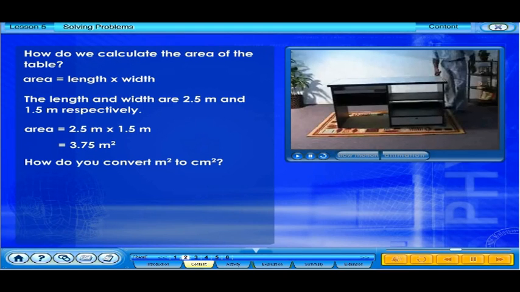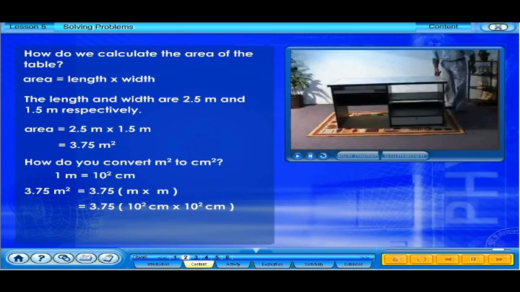How do you convert meters squared to centimeters squared? 1 meter is equal to 10 to the power of 2 centimeters. The correct area conversion factor can be obtained from squaring the linear conversion factor. In this case, 3.75 meters squared is equal to 3.75 times 10 to the power of 4 centimeters squared.